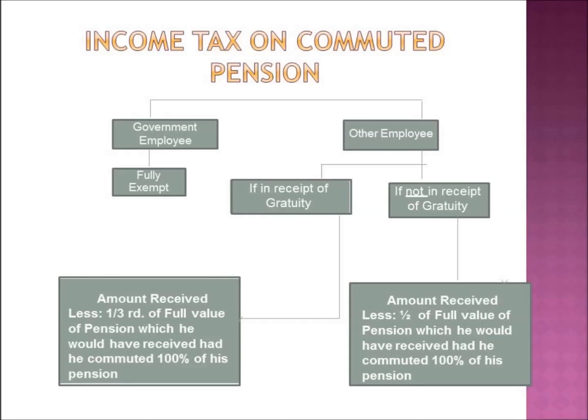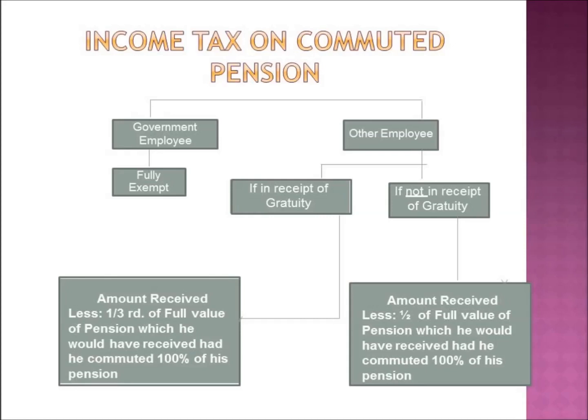This sentence seems a little bit complicated here, but as we proceed and see some examples and illustrations relating to this, you will be able to understand this in a better way. For now, you need to remember that if I am a non-government employee who is receiving gratuity, then the amount of exemption in case of commuted pension will be 1/3 of the full value of pension which I would have received had I commuted 100% of my pension.